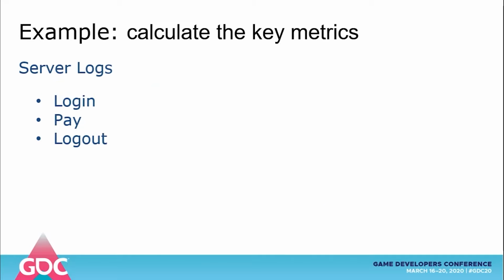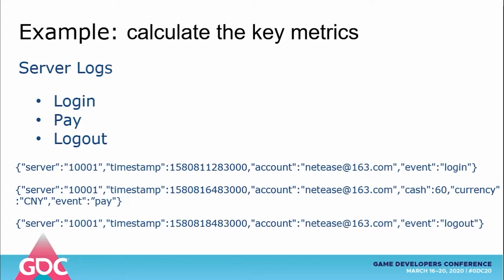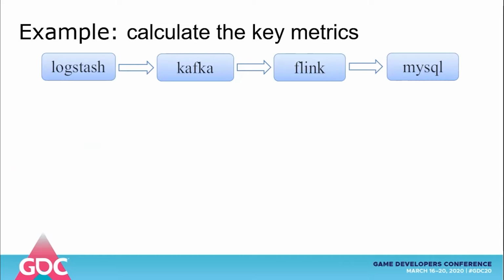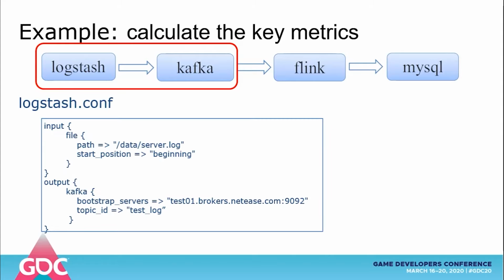In order to calculate these indicators in real time, the first thing we have to do is to record some log behaviors. To give you an intuitive feeling, we have listed some log examples for logging in, logging out, and paying. The very first step is to transfer logs to Kafka. Here we take Logstash as an example. A standard Logstash configuration includes input and output. On the slide, the input is a local file and the output is Kafka. With such a straightforward configuration, we can achieve our goal.